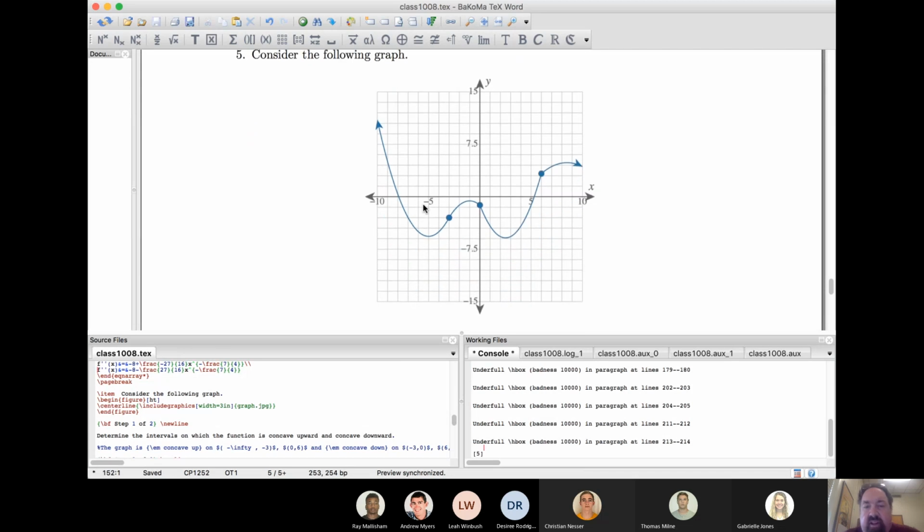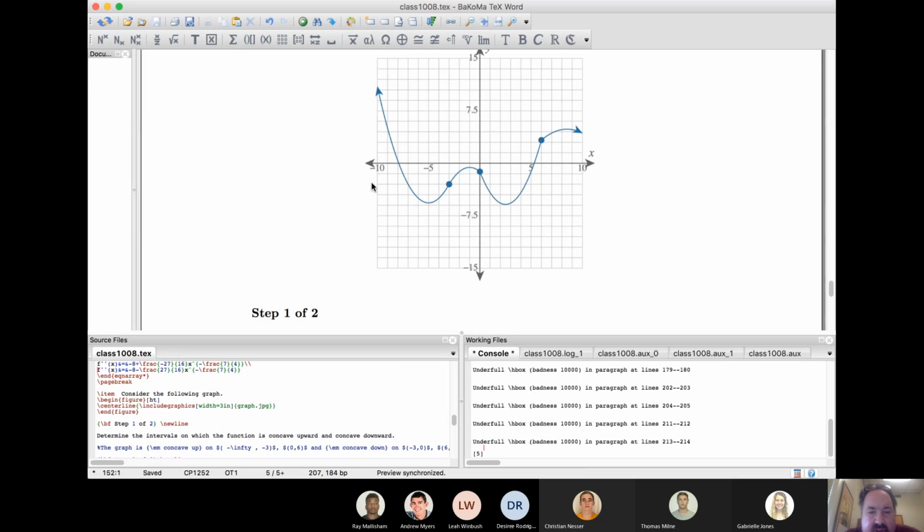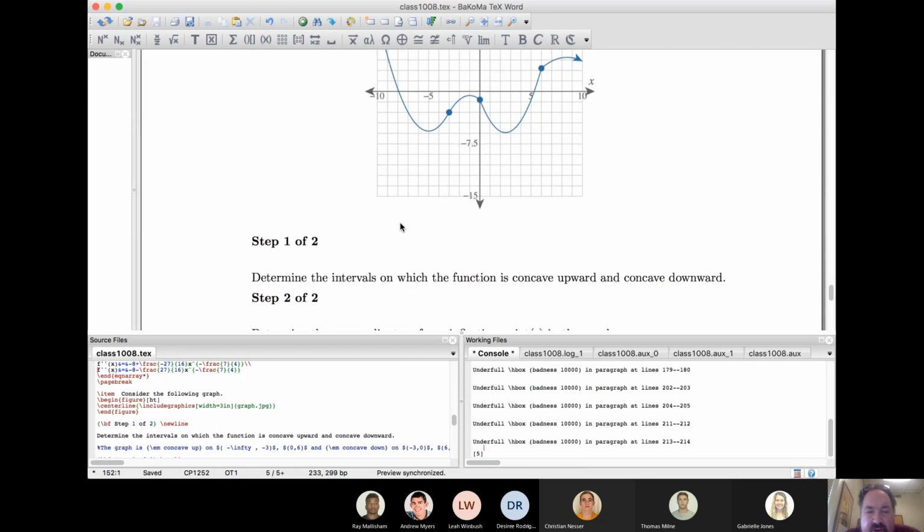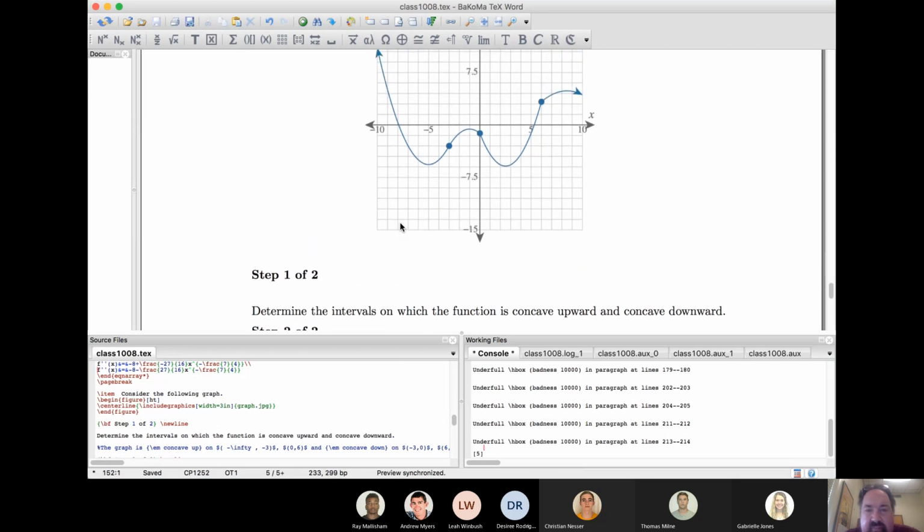All right. Now here we have a graph. You've had problems like these where a graph is given and you're asked to point out what intervals a function is increasing or decreasing on. Here it's asking for where the function is concave upward or concave downward. So now I need to show you what that looks like.